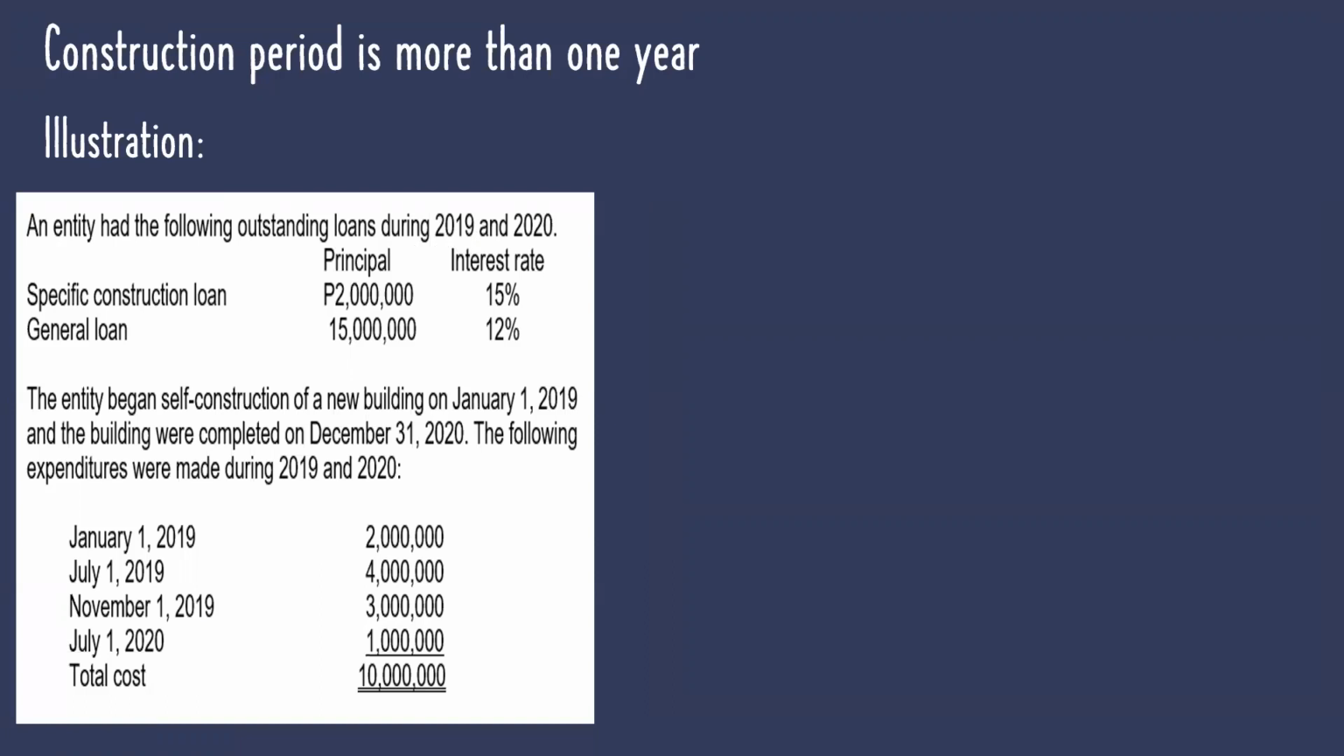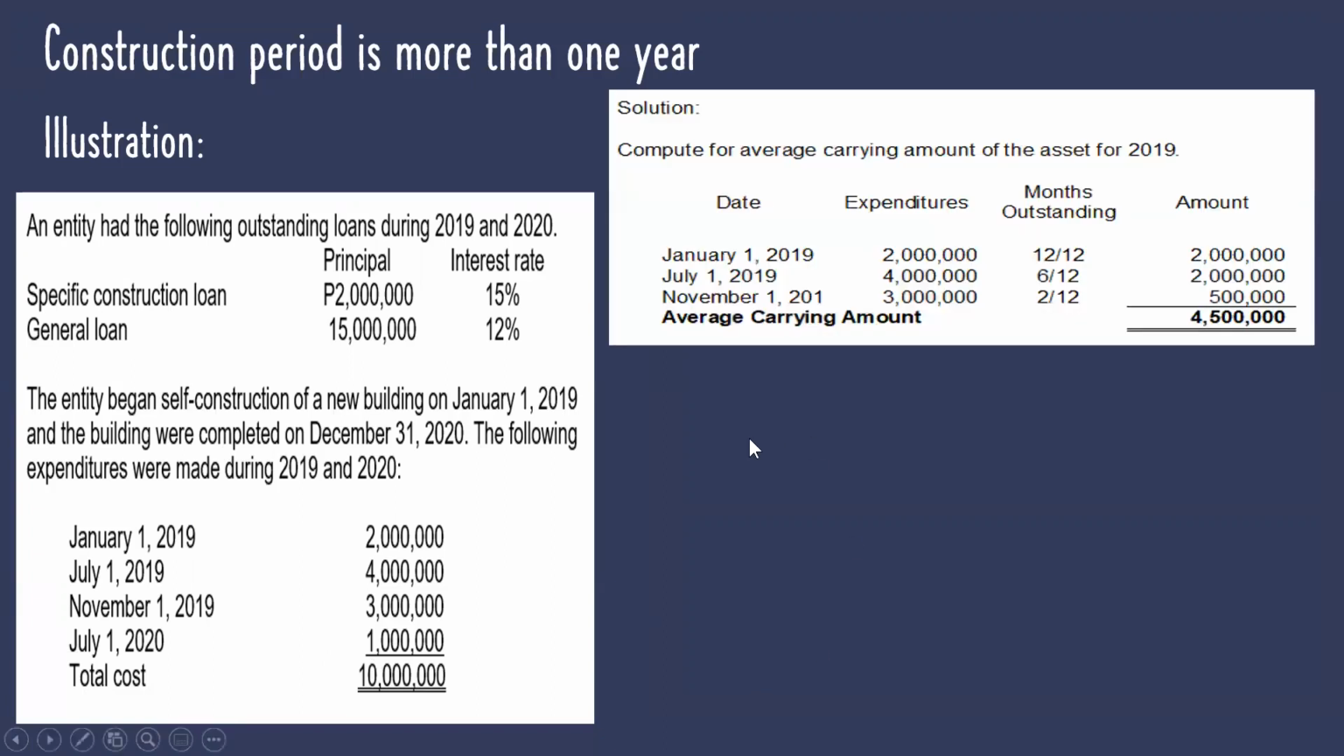And the building was completed on December 31, 2020. So the following expenditures were made during 2019 and 2020. So ito yung mga expenses na incur nila, for a total of 10 million until July 1, 2020. So these are the expenses made.